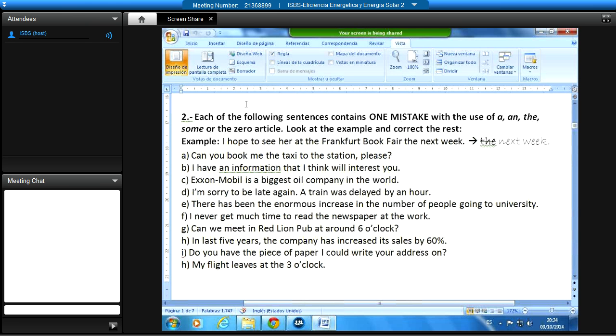You can work in groups or in pairs. It's okay. What's the meaning of "can you book me"? Book. What is the meaning of book? Libro? Yes, book means libro, but as a verb it is to reserve. To reserve. Can you book me a taxi?